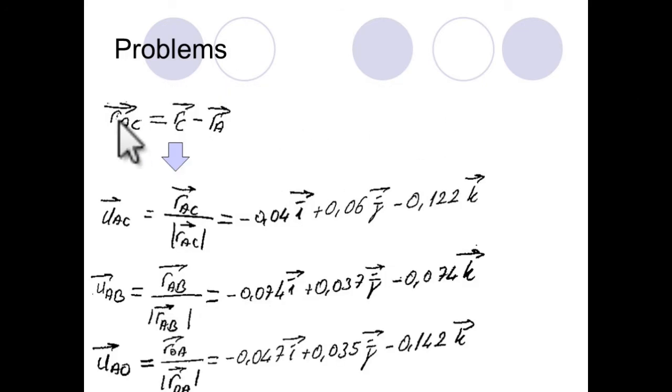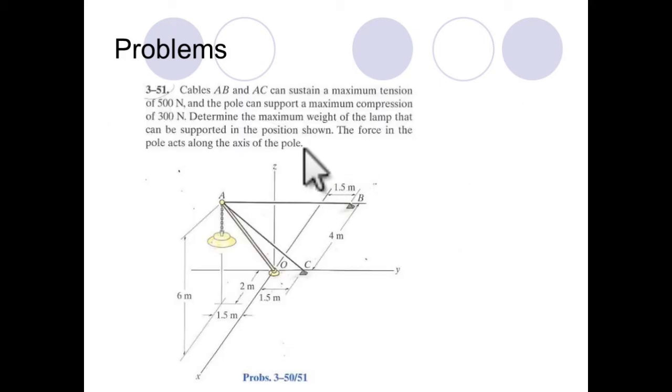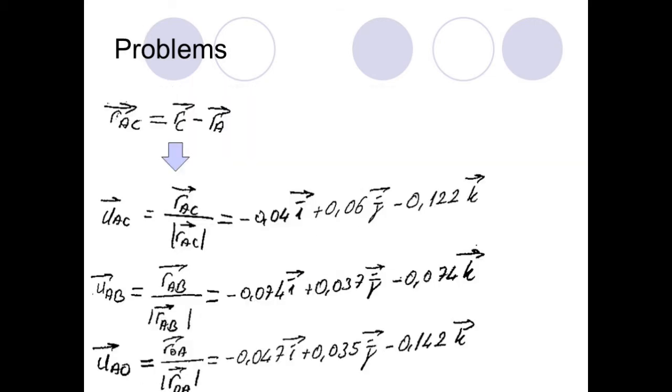Okay, let's find the unit vector from A to C. AC is equal to RC minus RA. So from here we can find the unit vector UAC. It is the RAC divided by its magnitude. If we do the calculation, what you are going to get is minus 0.04 I vector plus 0.06 J vector minus 0.122 K vector. So this is the unit vector from A to C.